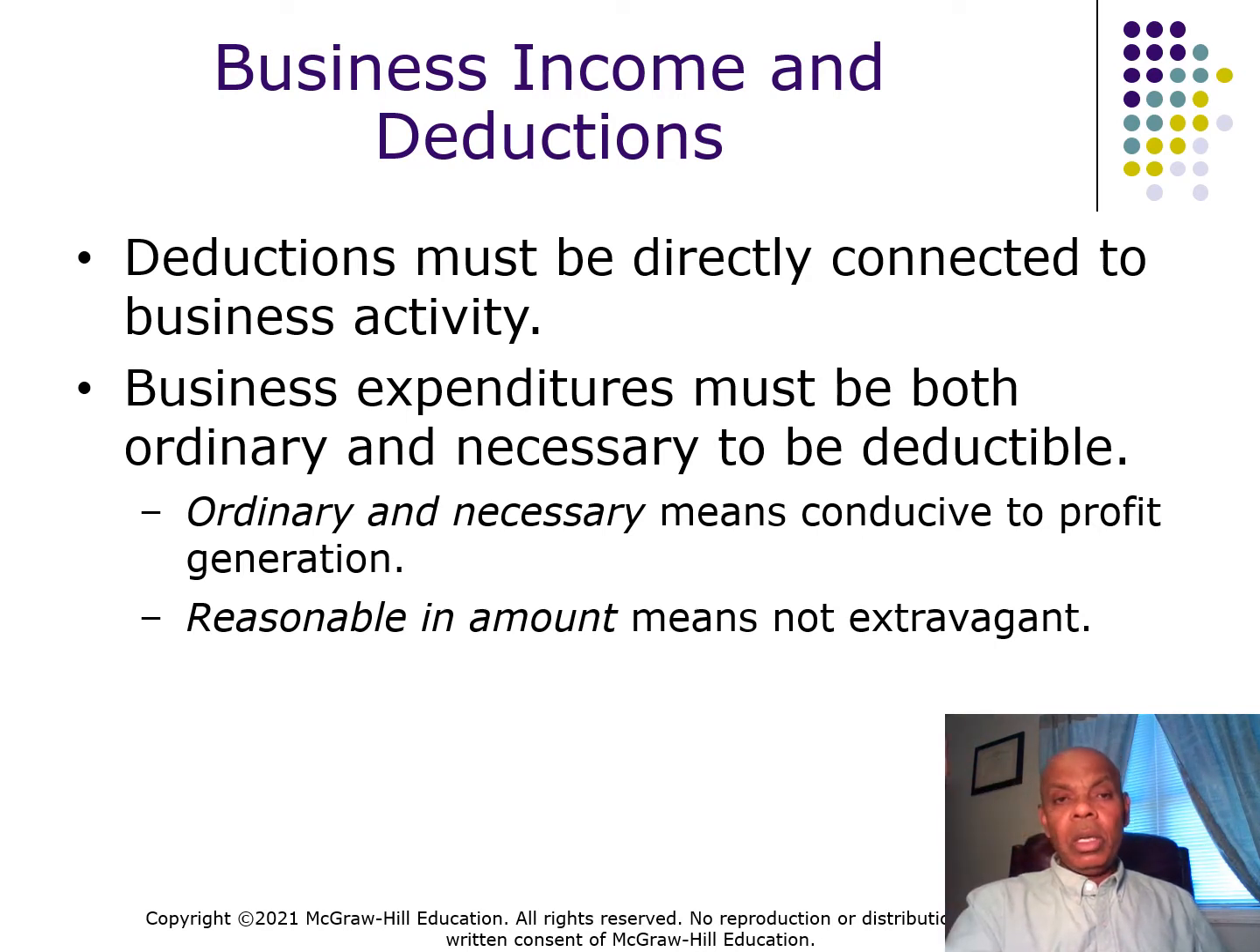So probably that is your personal trip, a vacation trip or something. We've seen that. People do that. They try to take the deduction for their own vacation. So is it necessary? Okay, so that's what it is. It must be ordinary and necessary to be deductible. Ordinary and necessary means conducive to profit generation. Reasonable in amount means not extravagant, not too much.